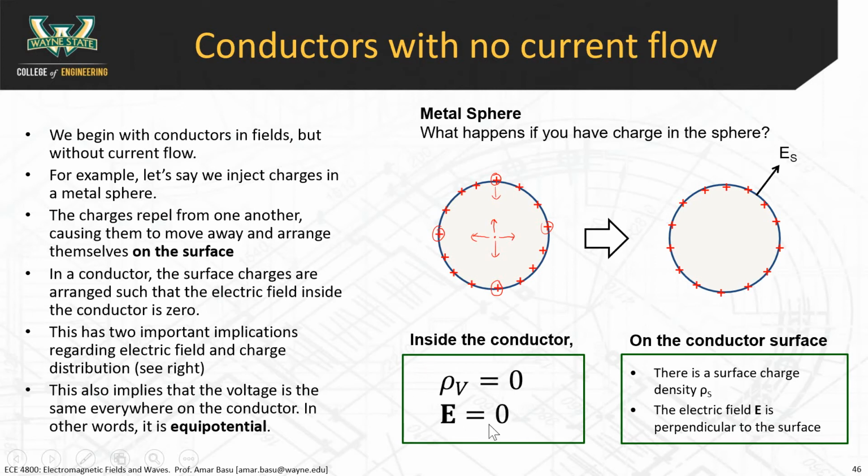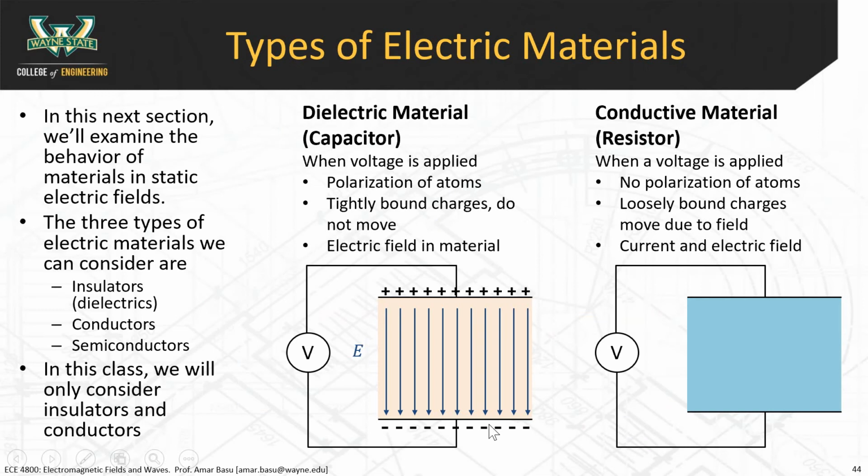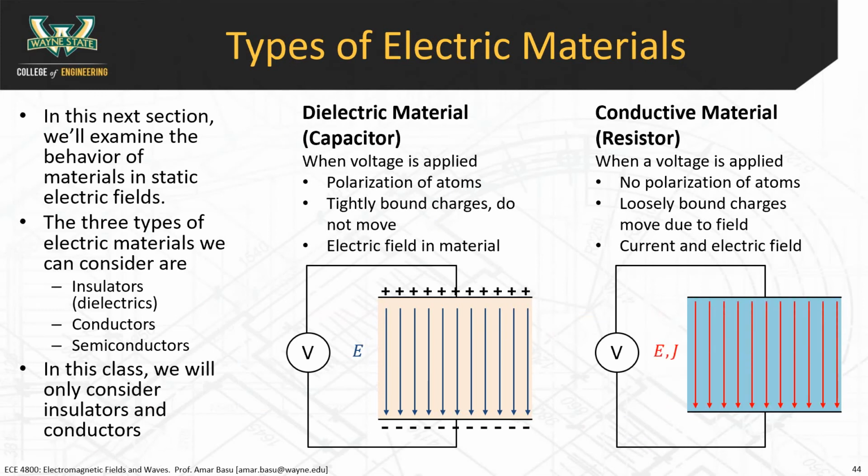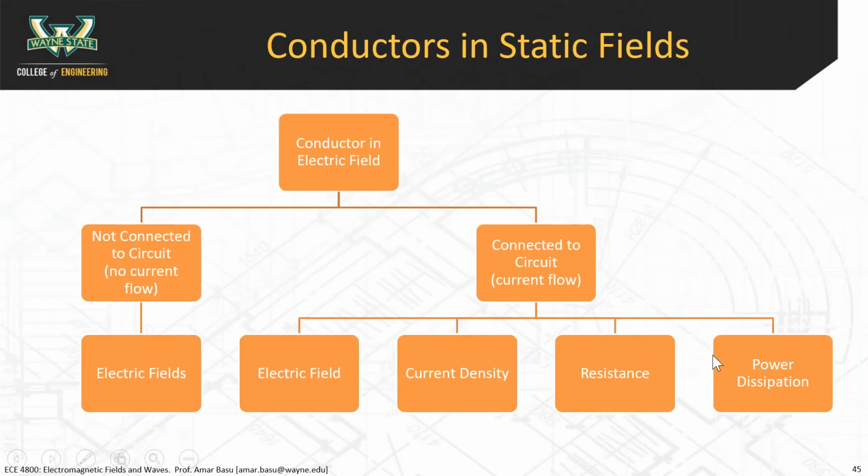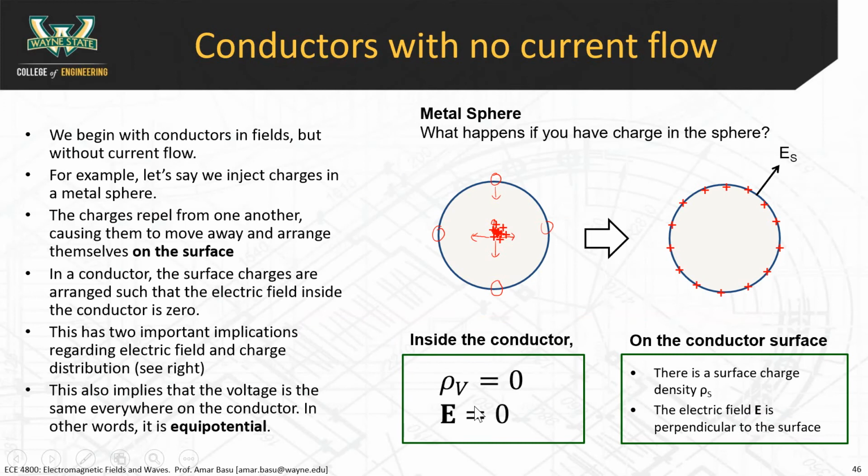The examples that I showed you here are a conductive material, but not a perfectly conductive material. In this case, the conductive material can have an electric field, and it also has current density at the same time. So this is a slightly different case. We're talking about a resistive, partially conductive material, a resistor. It's not a perfect conductor. In a perfect conductor, the electric field inside is always 0.